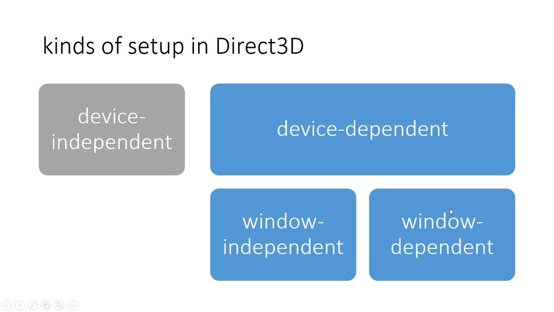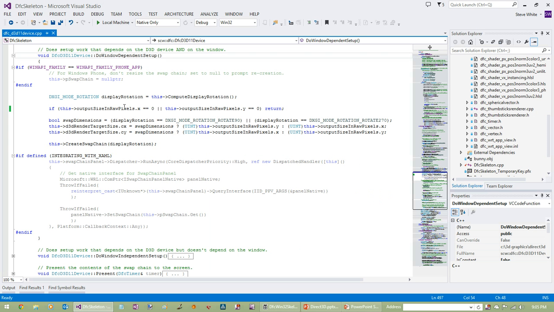Now we'll talk about window dependent setup. This is code you have to run once at the start of the app, and then anytime anything about the window changes, you have to run it again. For example, if DPI, resolution, orientation, or aspect ratio changes, you have to run that again. So let's take a look at the code.